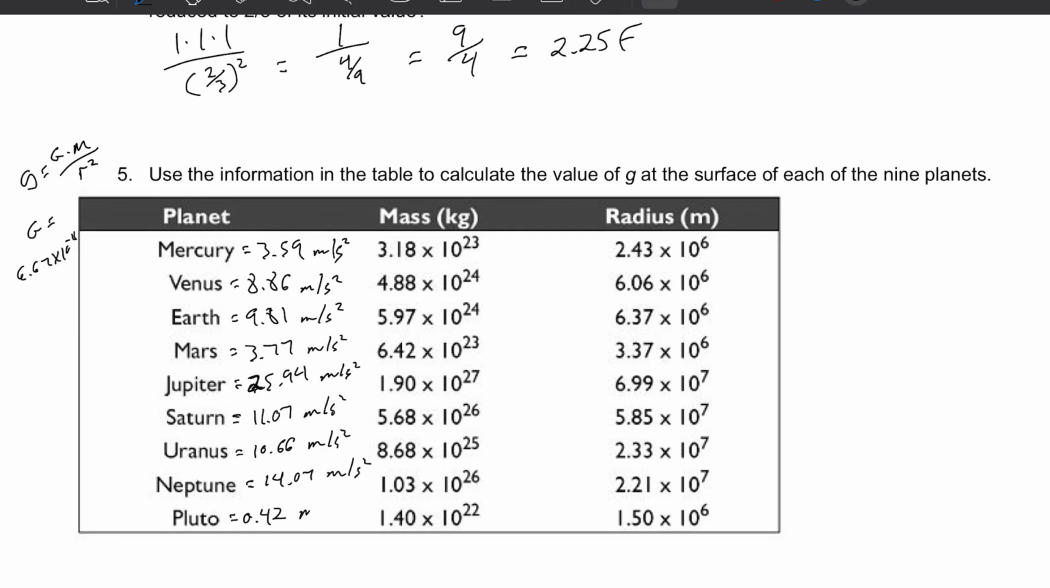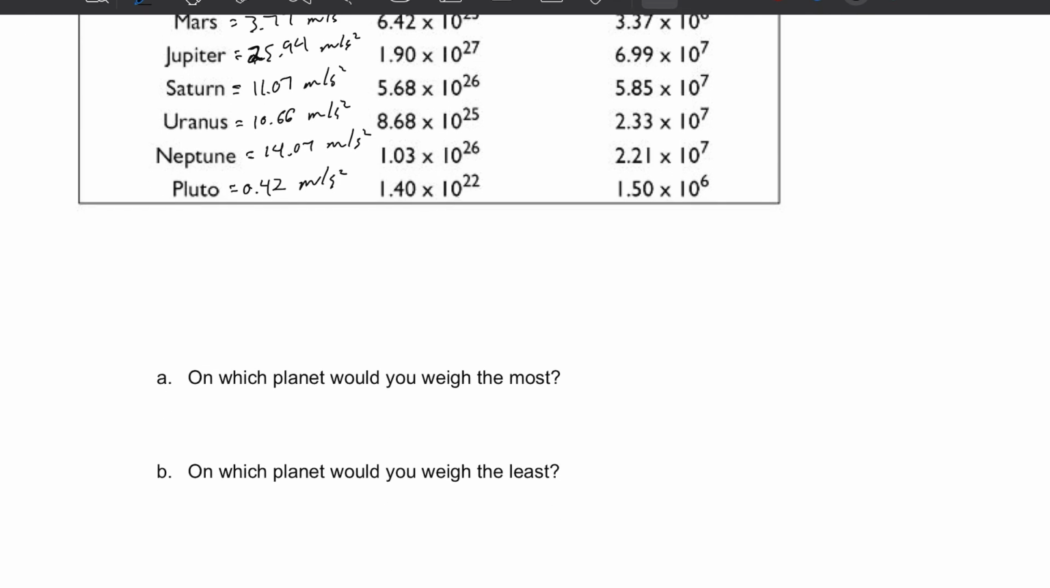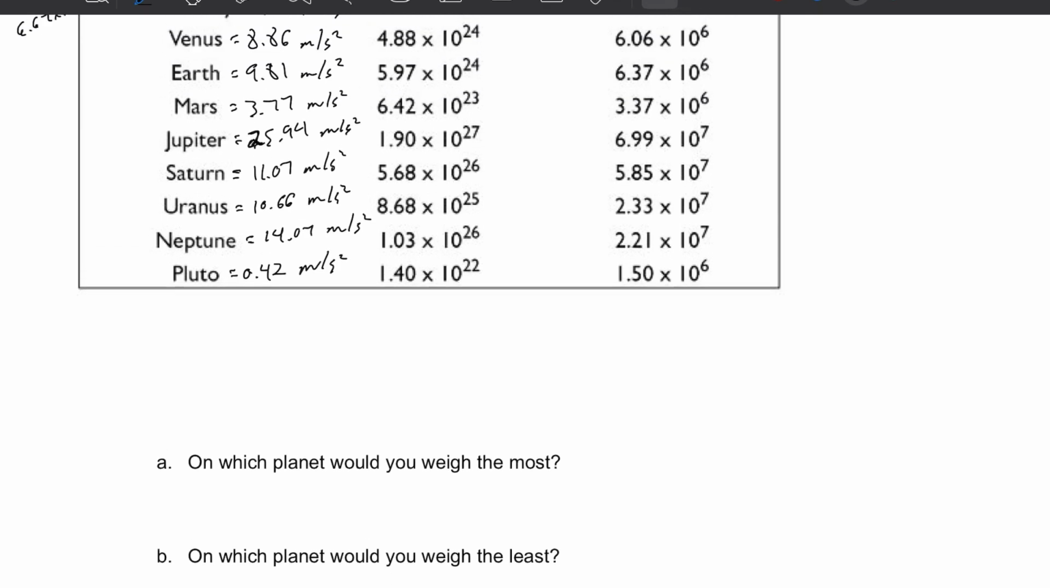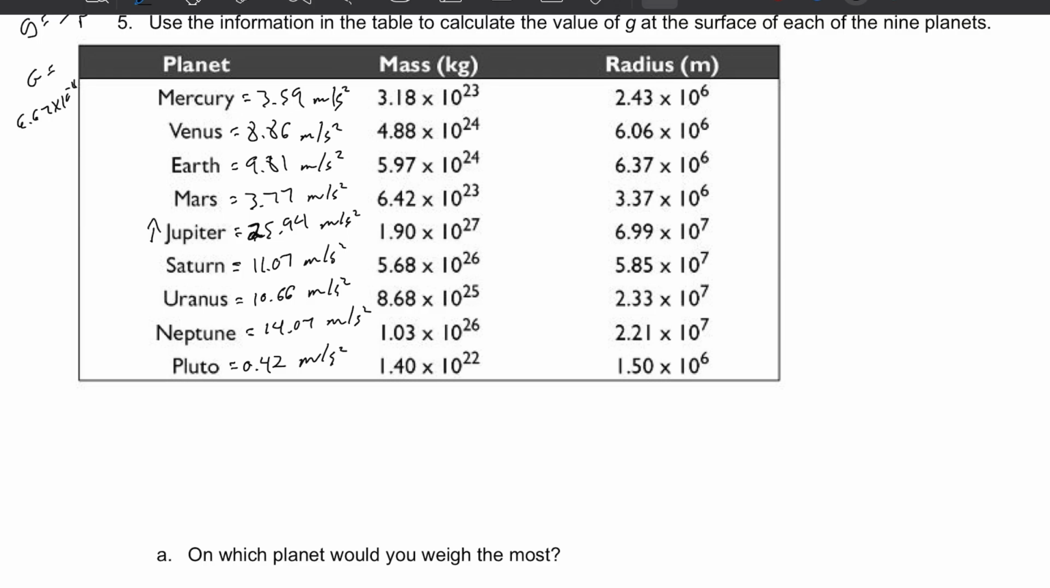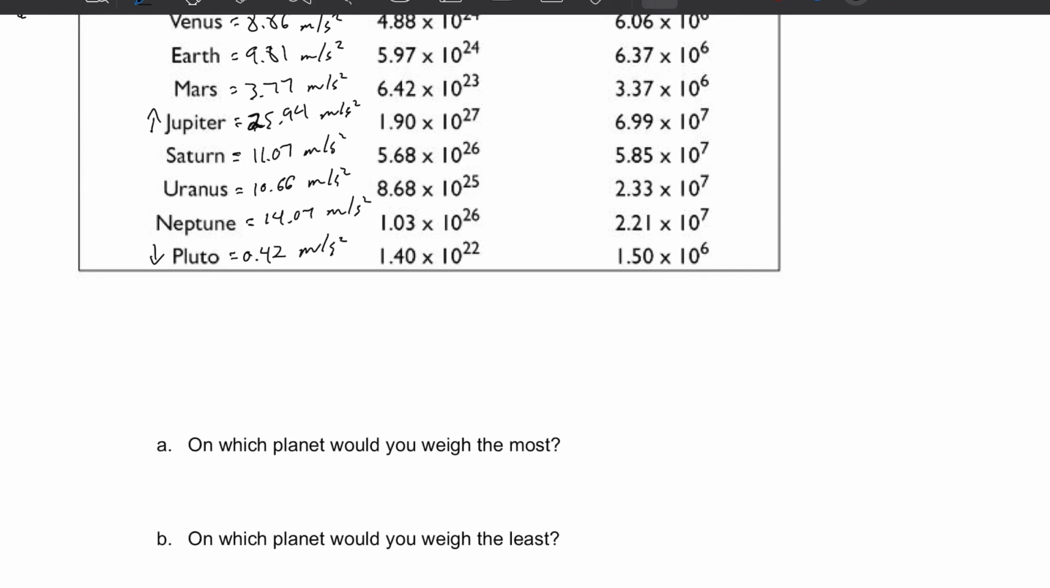Five A is going to ask us which planet would we weigh the most? Well, we know our weight is our mass times the acceleration of gravity. If our mass is held constant as we go from planet to planet, which one has the largest acceleration of gravity? I have it as Jupiter at 25.94. And on which planet would you weigh the least? That dwarf planet of Pluto, having the smallest acceleration of gravity at 0.42.